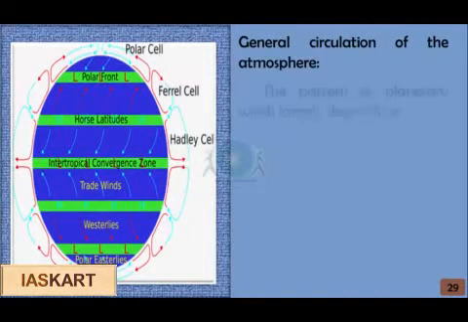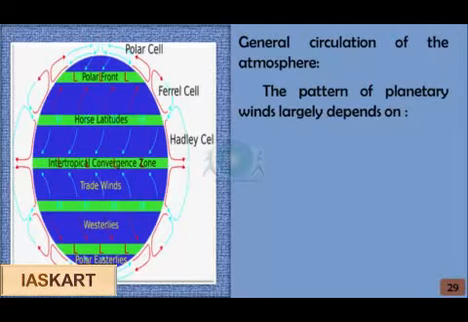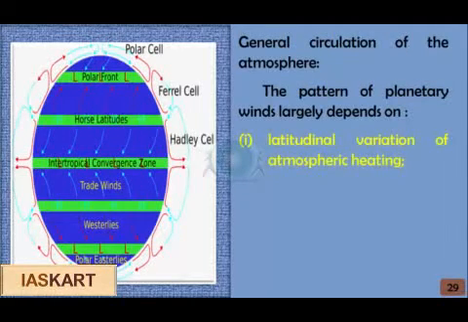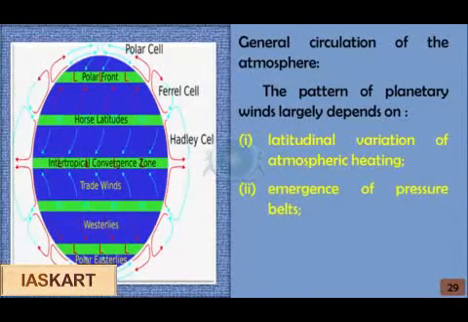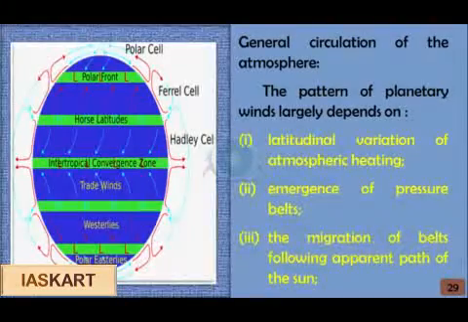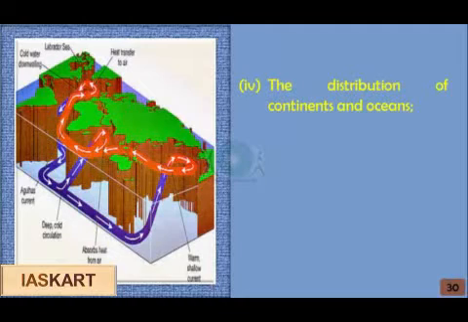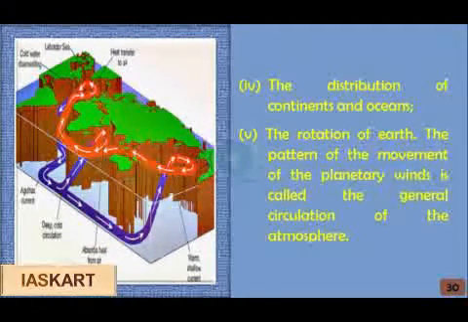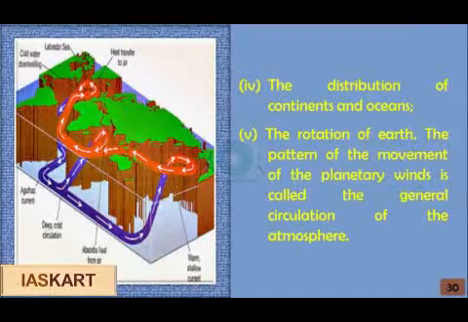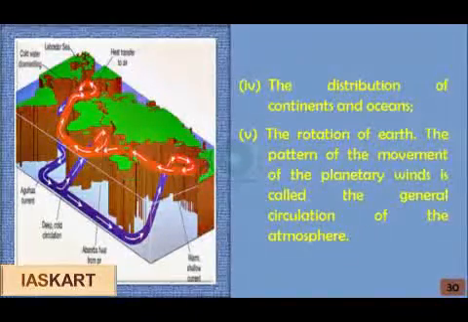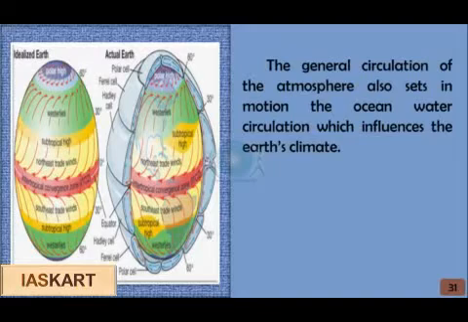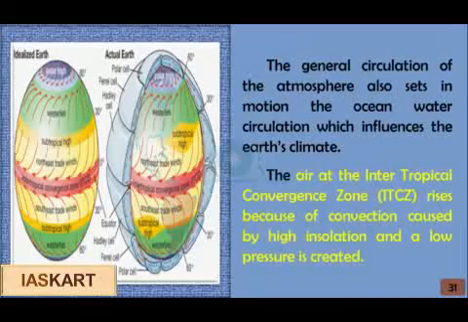General circulation of the atmosphere. The pattern of planetary winds largely depends on: 1. Latitudinal variation of atmospheric heating, 2. Emergence of pressure belts, 3. The migration of belts following the apparent path of the sun, 4. The distribution of continents and oceans, and 5. The rotation of the earth. The pattern of the movement of the planetary winds is called the general circulation of the atmosphere. The general circulation of the atmosphere also sets in motion the ocean water circulation, which influences the Earth's climate.